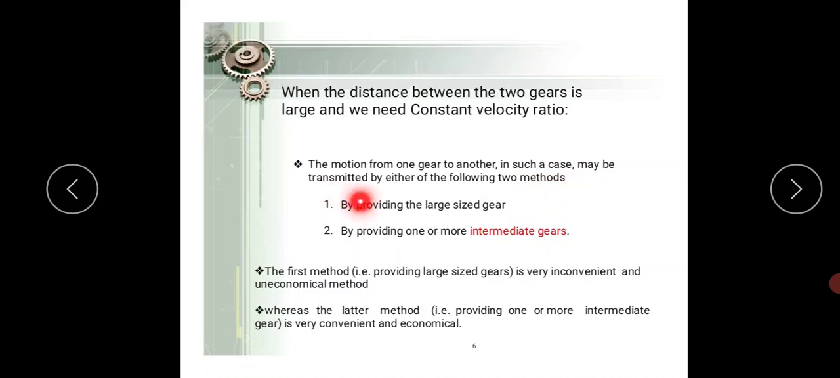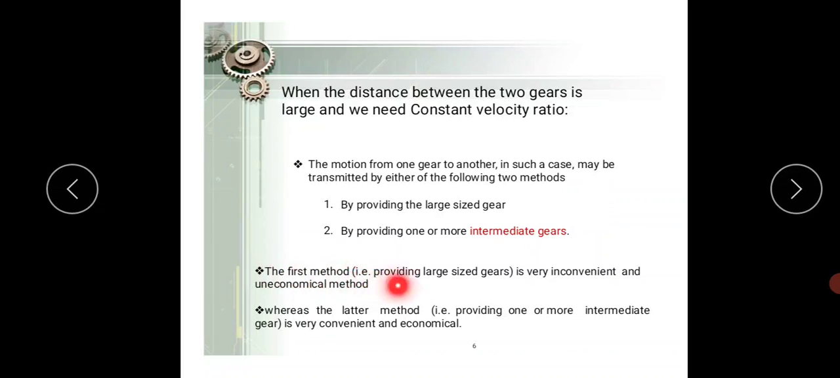For transferring the motion from one place to another, we follow two methods. The first one is by providing large sized gears, that means we use large sized gears to occupy the required space. Otherwise, we provide one or more intermediate gears. Now we are going to see the difference between placing large sized gears and having intermediate gears in the gear train.